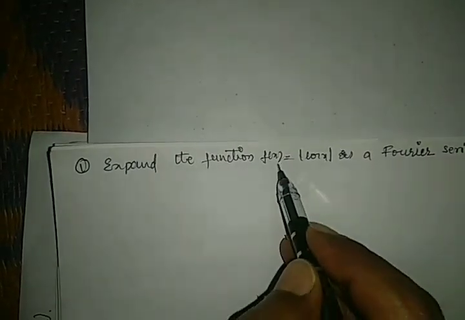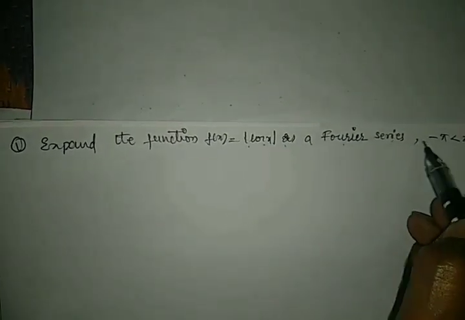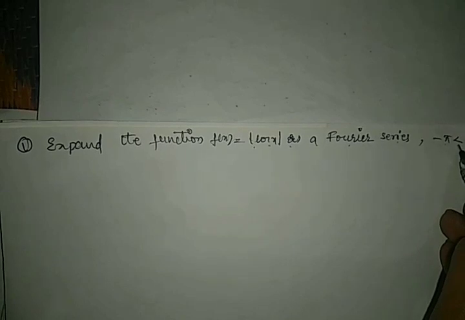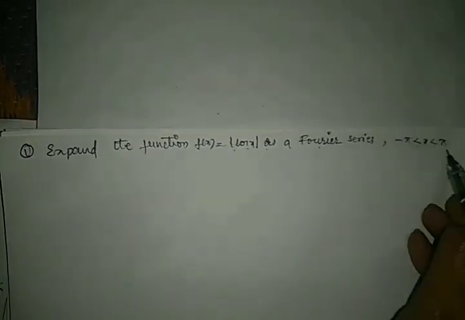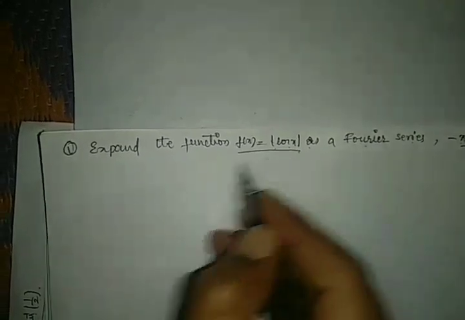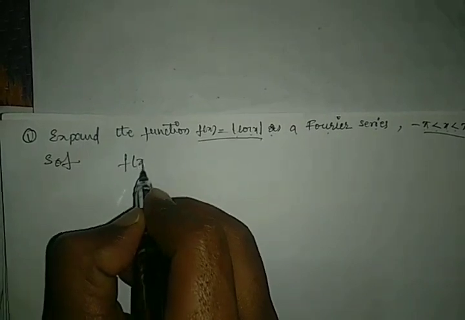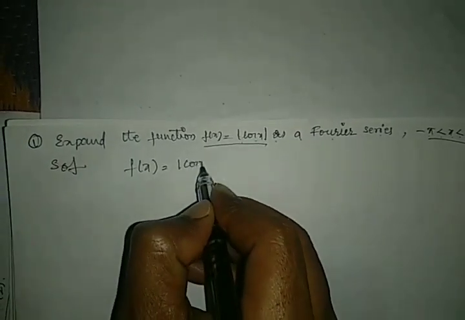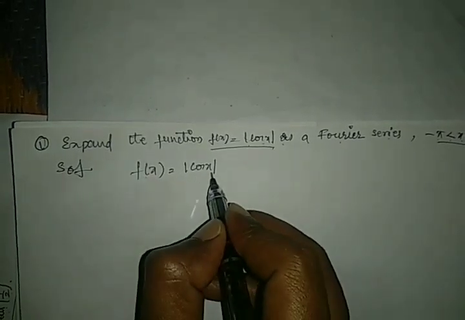The function f of x is equal to mod cos x. Expand it as a Fourier series in the interval minus pi less than x less than pi. Okay, the function is f of x equal to mod of cos x. So solution: f of x is equal to mod of cos x.